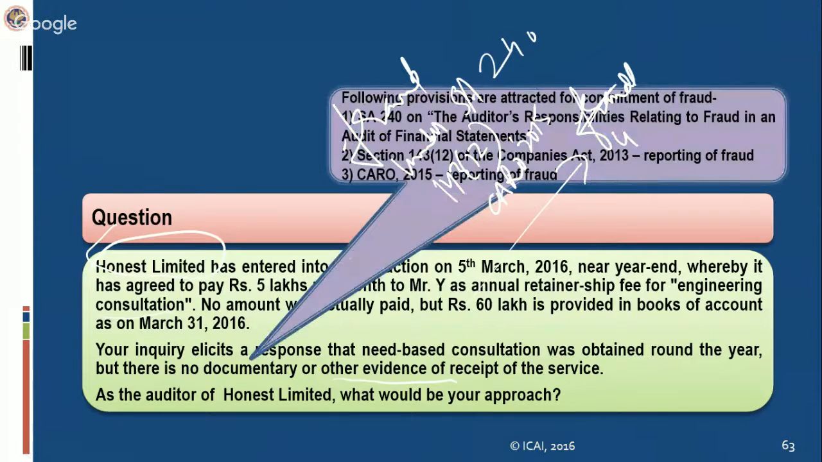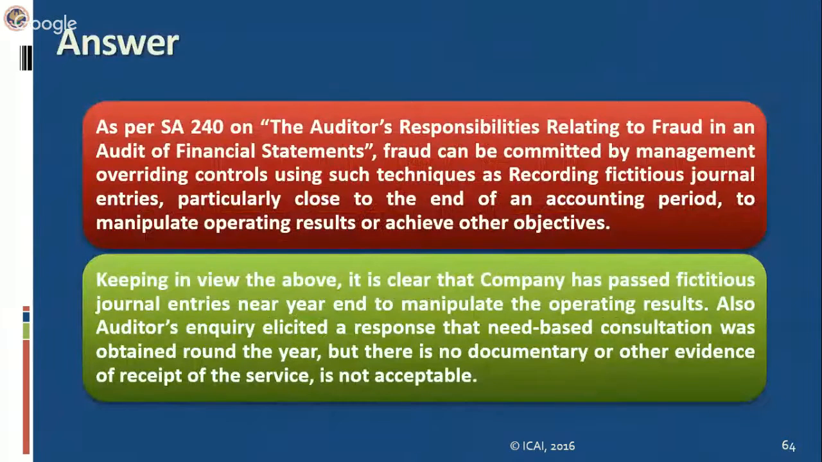Yes, the following provisions are attracted for commitment of fraud: that is SA 240, which is on auditor's responsibilities relating to fraud in an audit of financial statements, and then section 143(12) of the Companies Act 2013, which is also on reporting of fraud, and then the CARO provisions, that is clause 12 of CARO 2015, which is on reporting of fraud by the auditor of the company. As you can see, 3 of the provisions are applicable to the given situation. Then you need to write all the 3 provisions, that is SA 240.